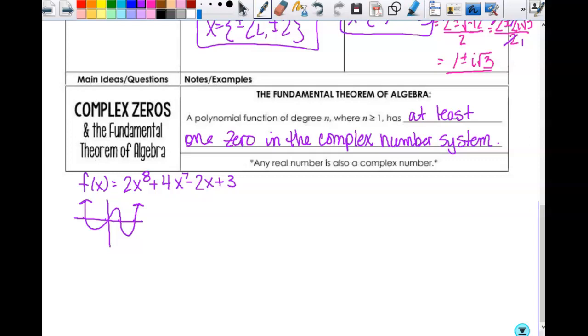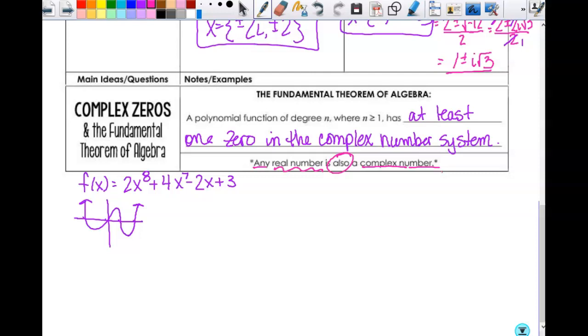This little statement right here says, any real number is also a complex number. So although the term complex number didn't really come up until you started learning imaginary numbers, that does not mean imaginary numbers are the only complex numbers that exist.